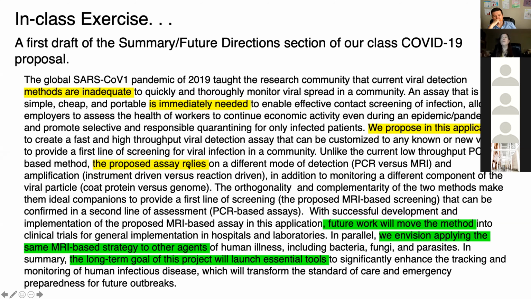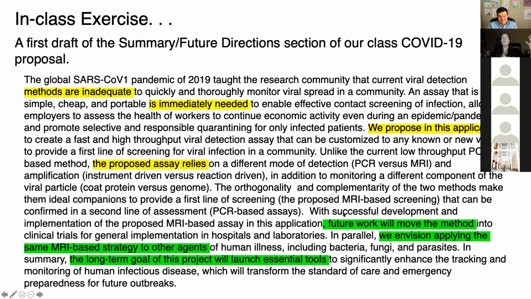Unlike the current low throughput PCR method, the proposed assay relies on a different mode of detection and amplification, in addition to monitoring a different component of the viral particle. So we're really trying to show that we're doing a very different approach here. Okay, so this is what we're gonna do in this exciting proposal we put together.